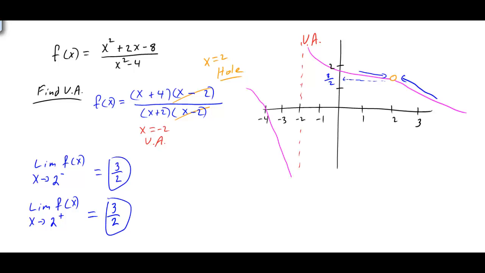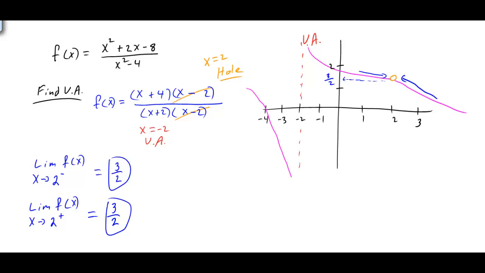Okay, and because this hole in the graph is removable, we could simply have used direct substitution. If we would have taken the 2 here and plugged it in for x in x plus 4 over x plus 2, you would end up with 6 over 4, and 6/4 would reduce to 3/2.